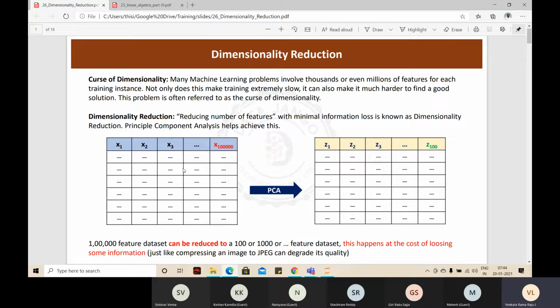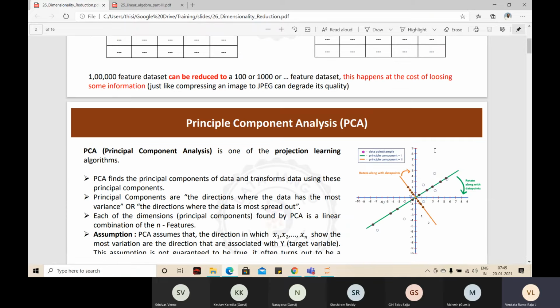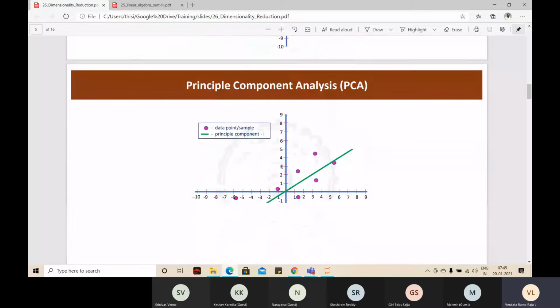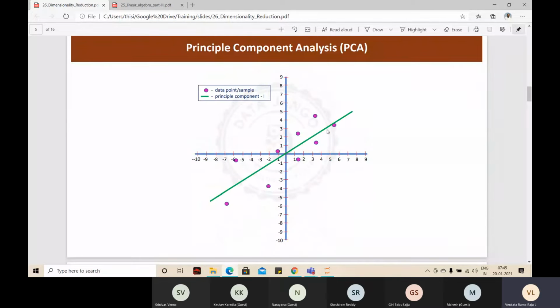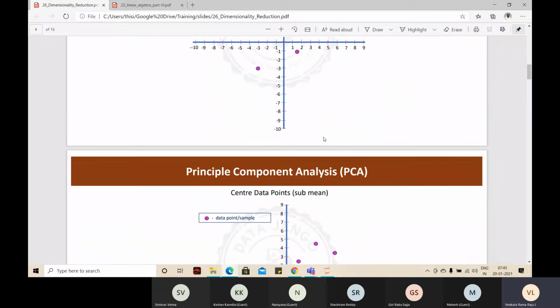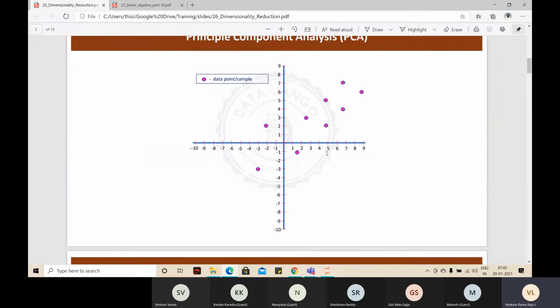So instead of eliminating columns, we are trying to extract the essence and create a new set of columns. X1, X2, and so on, X100,000 is converted to Z1, Z2, and so on, Z100. How does it happen? Data is taken, mean centered, right? And then we find the eigenvectors for the covariance matrix of the original matrix. Okay, covariance matrix of the original data.